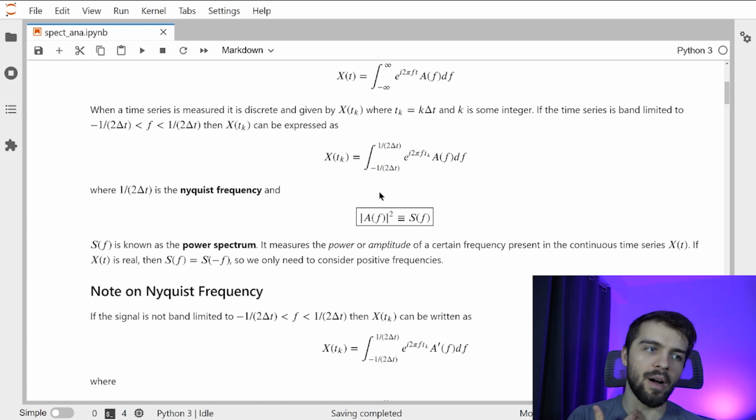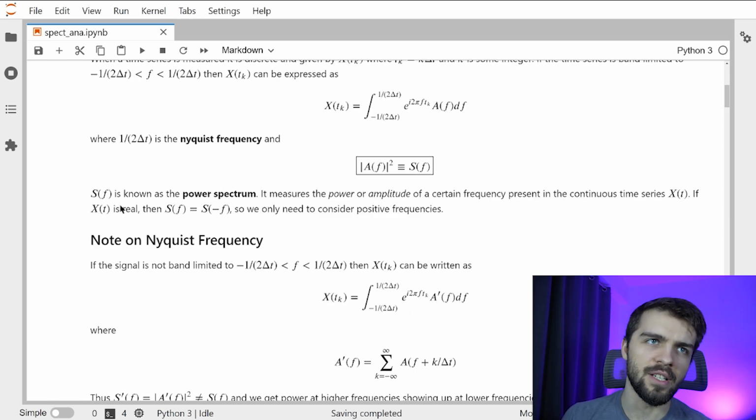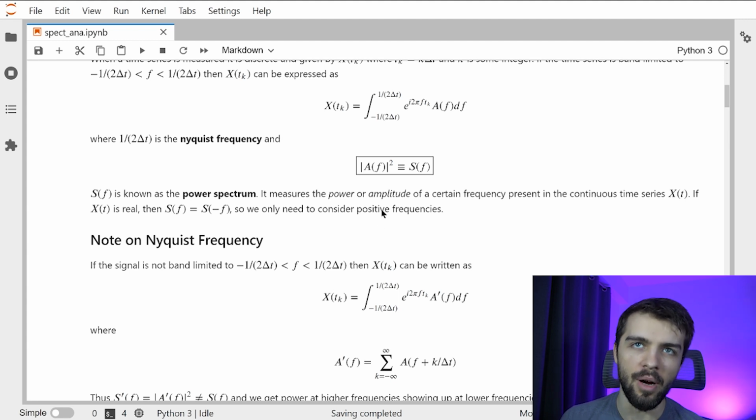So for example, my voice would be composed of a few frequencies that are pretty dominant, and whatever frequencies those are, the A of f's would be larger at those frequencies. Now, if x of t is real, which of course is the case for us, then it turns out that the power spectrum is symmetric, so we really only need to consider the positive frequencies.